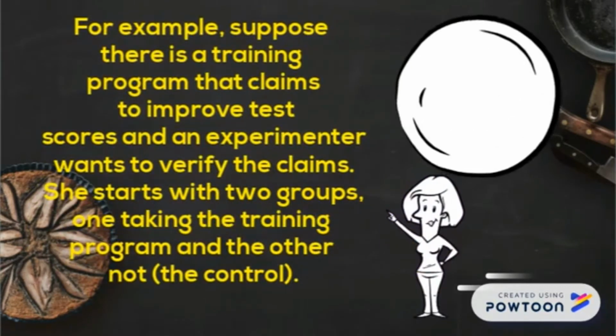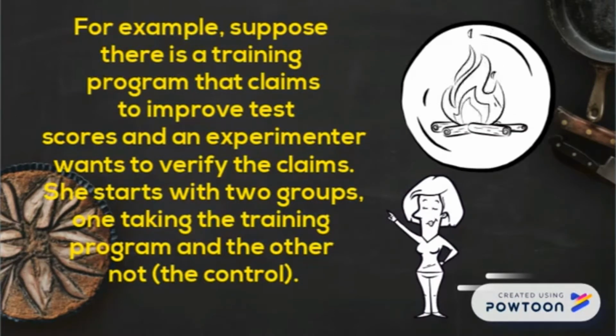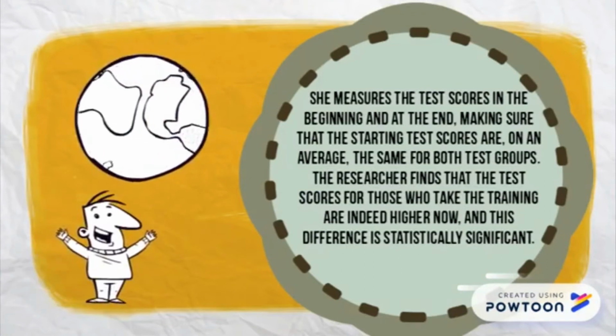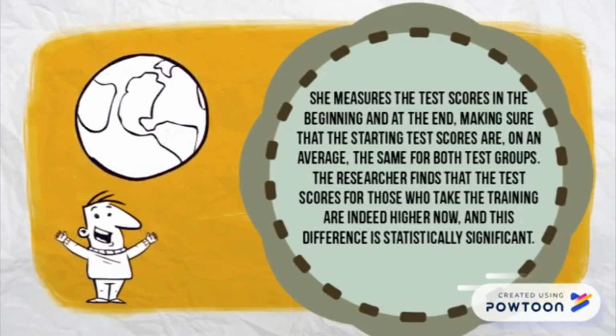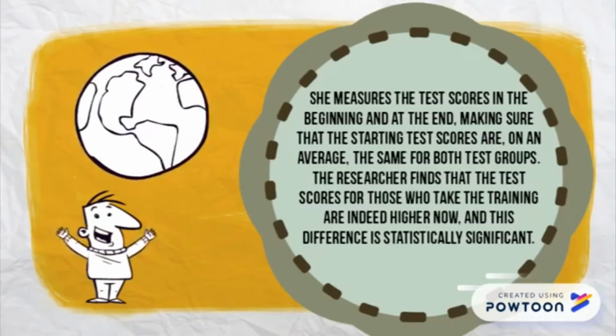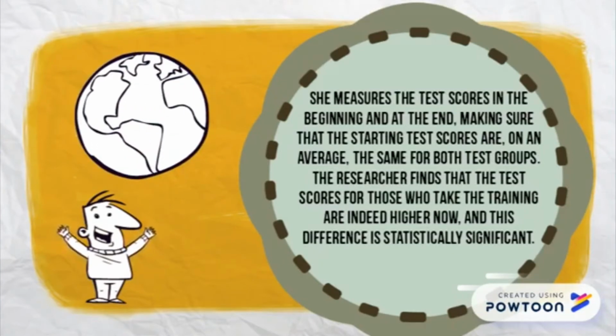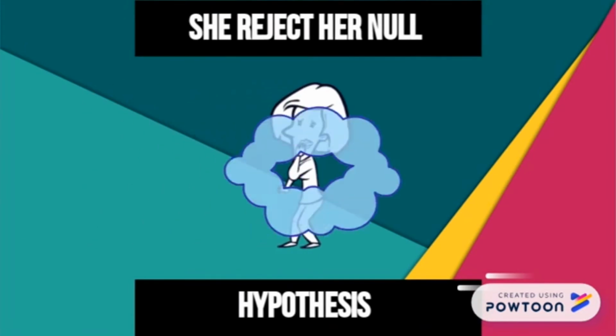For example, suppose there is a training program that claims to improve test scores, and an experimenter wants to verify the claim. She starts with two groups. One takes the training program and the other does not. She measures the test scores at the beginning and at the end, making sure that the starting test scores are, on average, the same for both groups. The researcher finds that the test scores for those who took the training are indeed higher now, and the difference is statistically significant. Then, she rejects her null hypothesis.